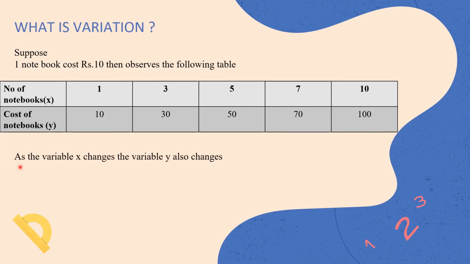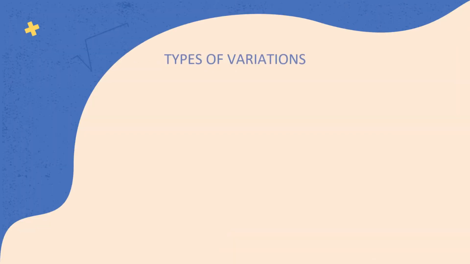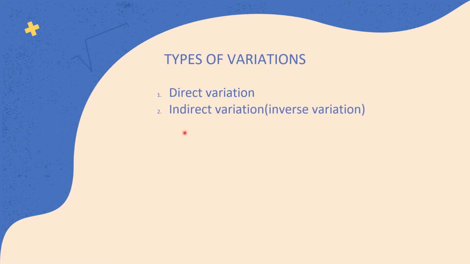If you note one thing, as the variable X changes, the variable Y also changes. So the changing of variable parameters is called variation. There are two types of variation. The first type is called the direct variation. The second is called the indirect variation or inverse variation.